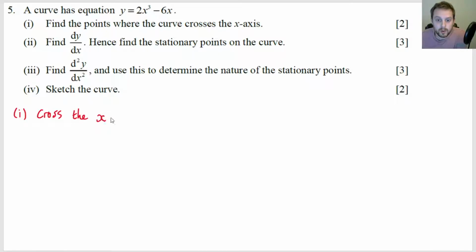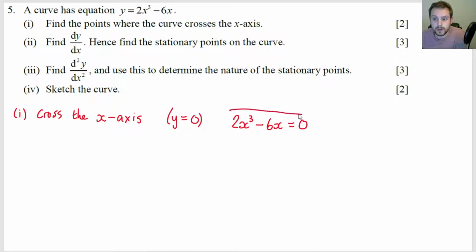Now, if you think about the coordinates that are on the x-axis, they're like (1, 0), (2, 0), (3, 0), (4, 0), lots and lots of different possibilities, but they all have the y coordinate equaling 0. So that means we have to set y equals 0. So we'll have 2x cubed minus 6x equals 0. So this is the equation that we want to solve.